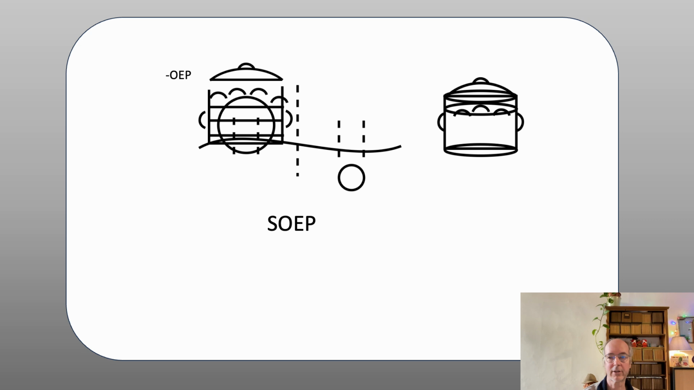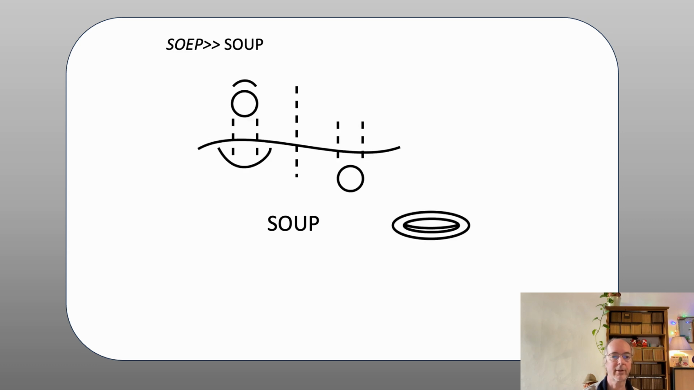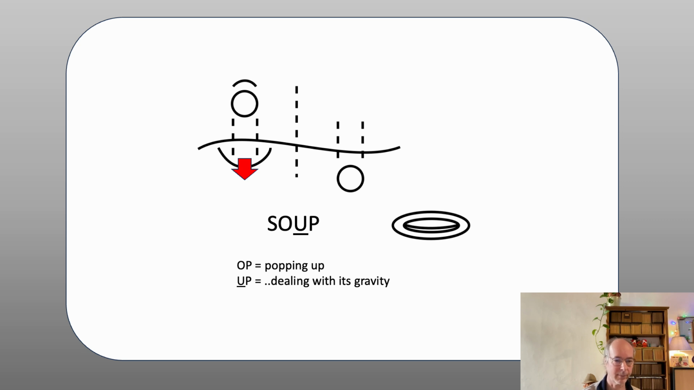But in English it is slightly different. It is not written as O plus E, it is written with O plus U. Will there be a difference? Yes, of course. The U has a tendency to go down, or to focus down, or to deal with gravity, the gravity of things. So it is actually also pressing down, and it's a bit confusing.